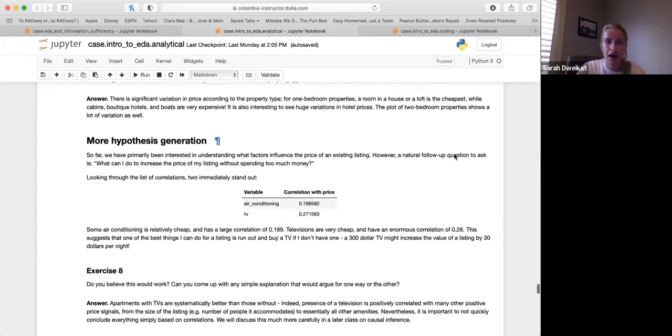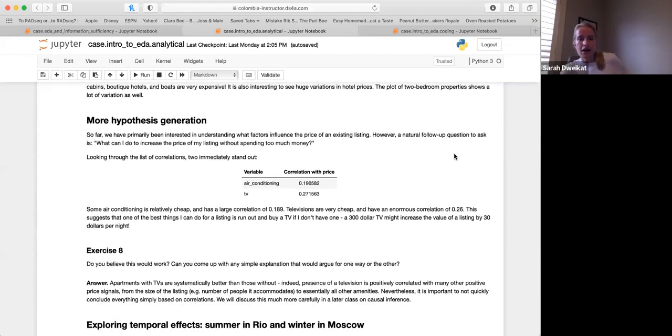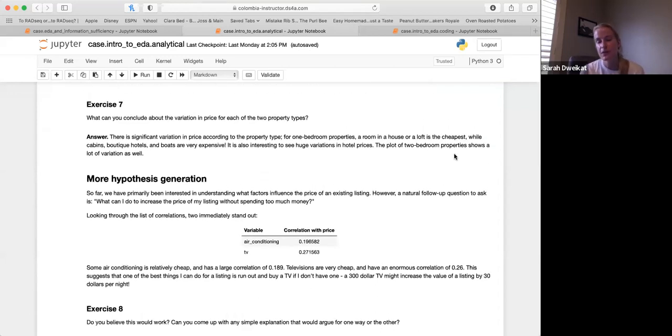Okay, so up until now, we have been primarily interested in understanding what factors influence the price of an existing listing. So one of the things that we were tasked with doing is finding out things that are important or related to the price of our listing for an Airbnb.